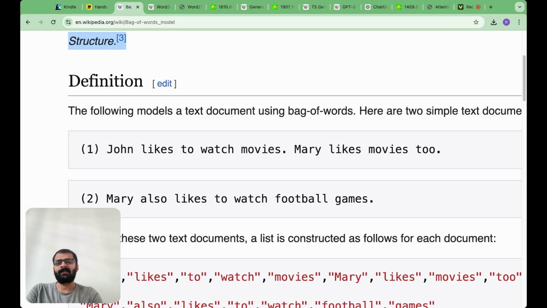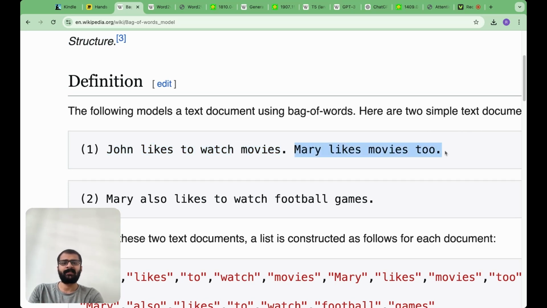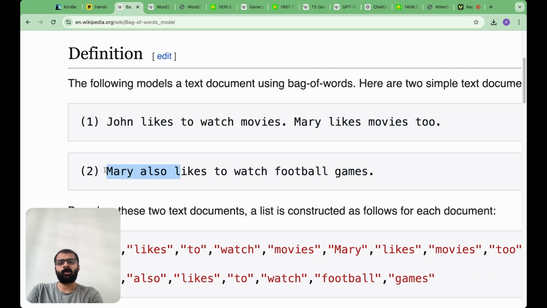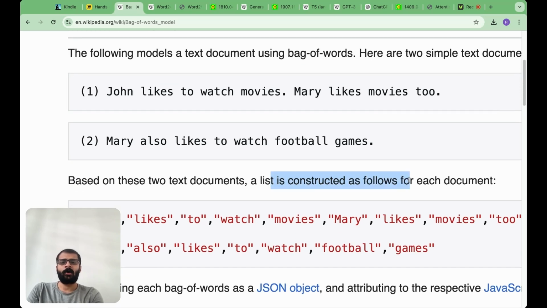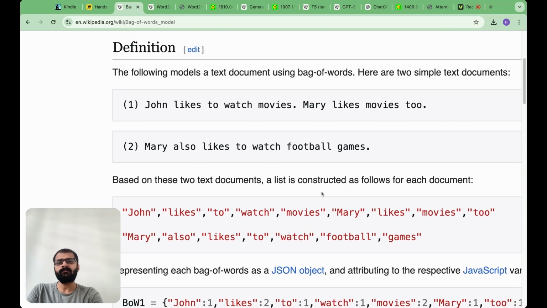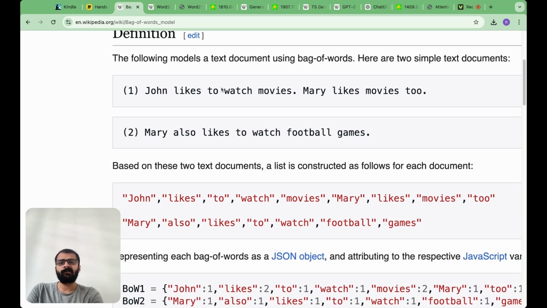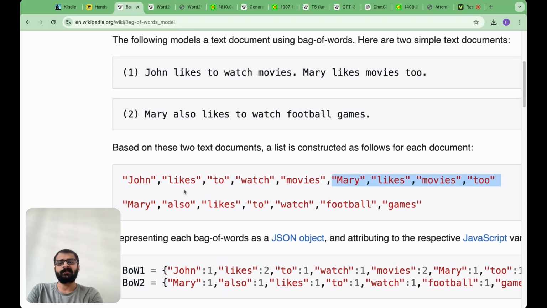Let's take an example. Let's say we have two text documents. The first text document reads like this: John likes to watch movies, Mary likes movies too. The second text document is: Mary also likes to watch football games. Now, what's done in the bag of words approach is that a list is constructed, or rather, you can think of it as a bag. A bag is constructed for each document, where you list down all the words which are appearing. So in the first document you list down John likes to watch movies, Mary likes movies too. And in the second, Mary also likes to watch football games.